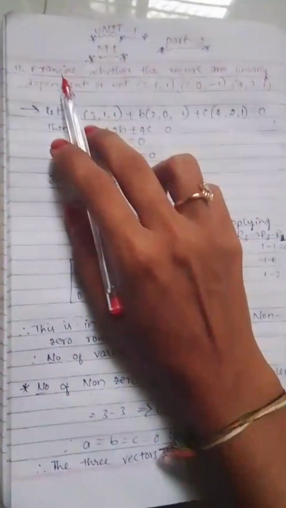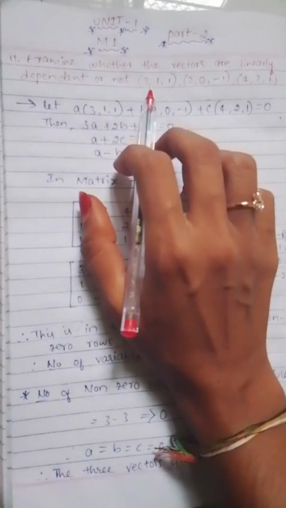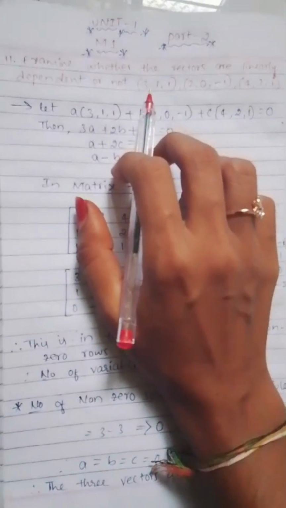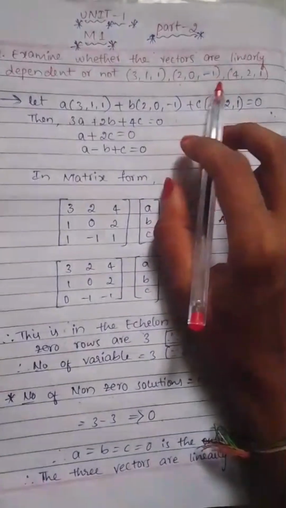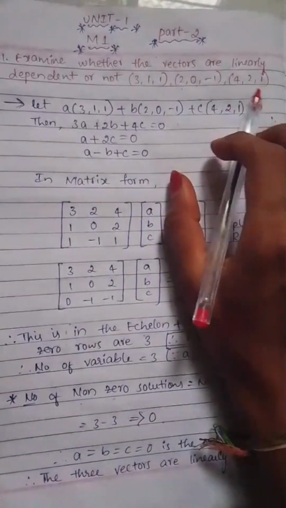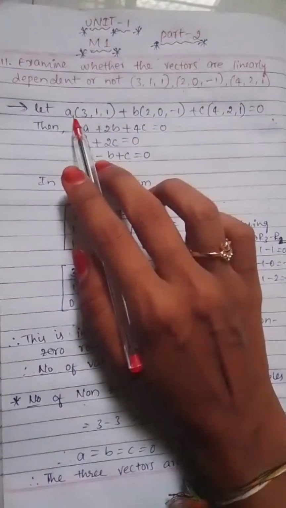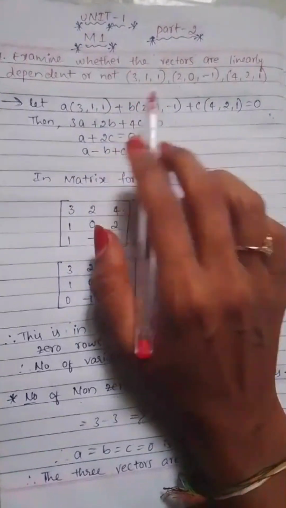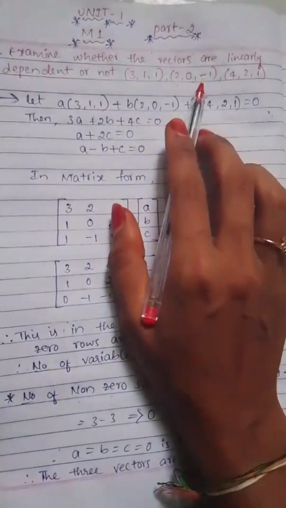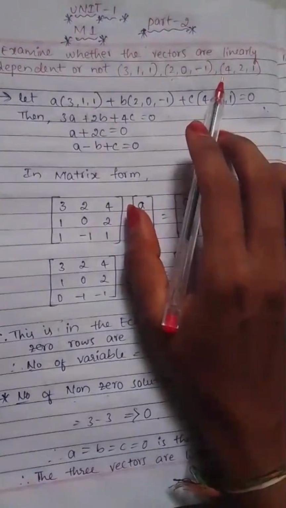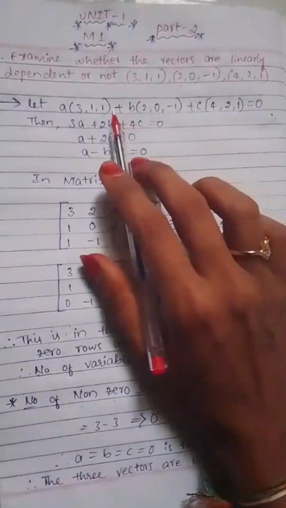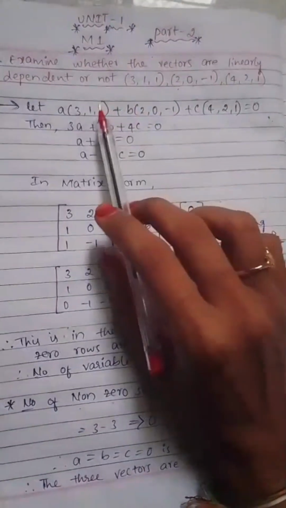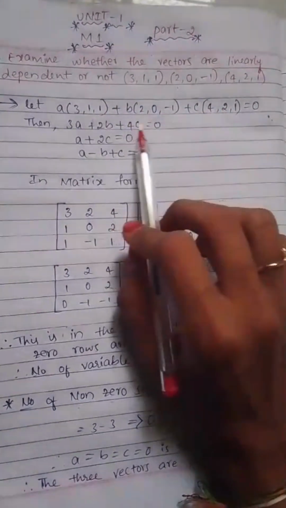Let's solve this problem. Examine whether the vectors are linearly independent or not. The vectors are (3, 1, 1), (2, 0, -1), (4, 2, 1). Just take it as A(3, 1, 1) + B(2, 0, -1) + C(4, 2, 1) = 0. If I take these three equal to 0, then each of the vector will become 0.